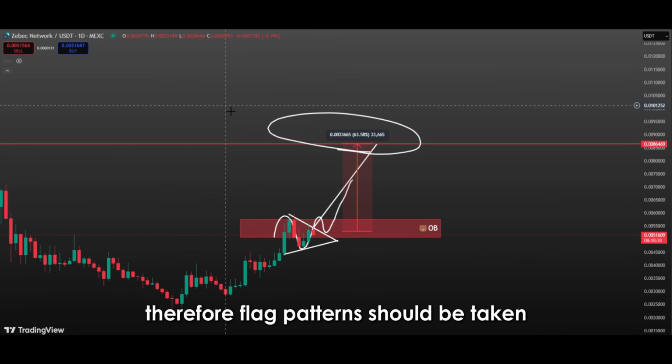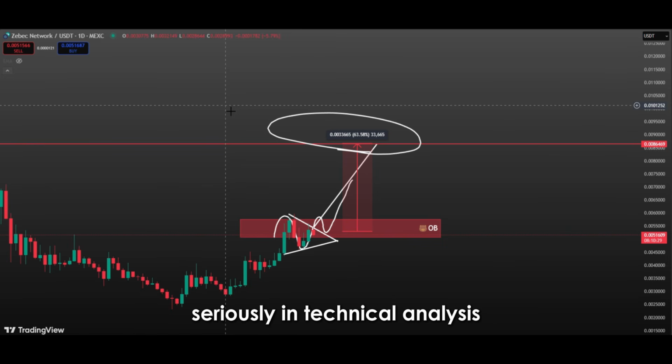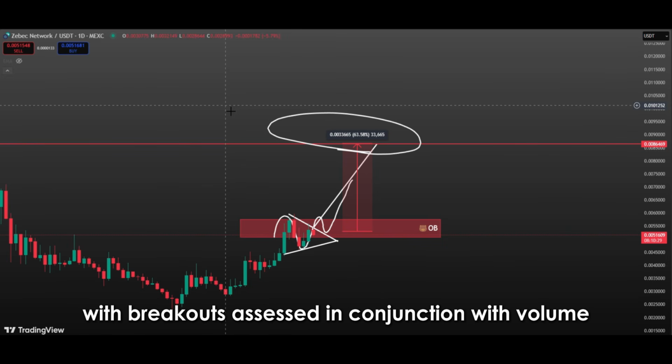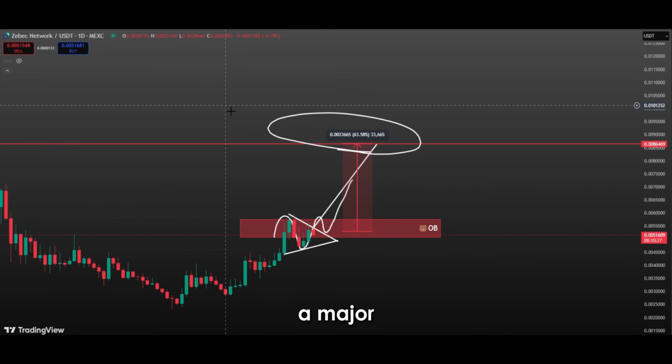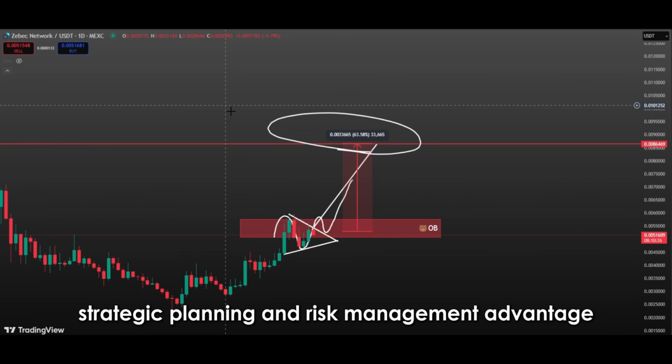Therefore, flag patterns should be taken seriously in technical analysis, with breakouts assessed in conjunction with volume and targets calculated objectively based on the pattern structure. A clear and strong target like 60% offers investors a major strategic planning and risk management advantage.